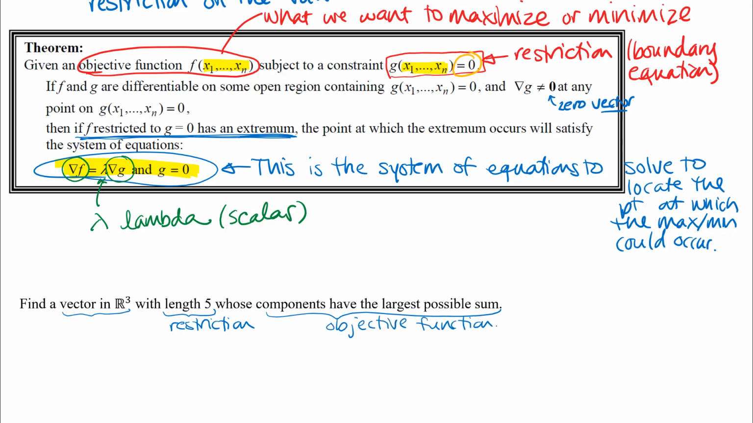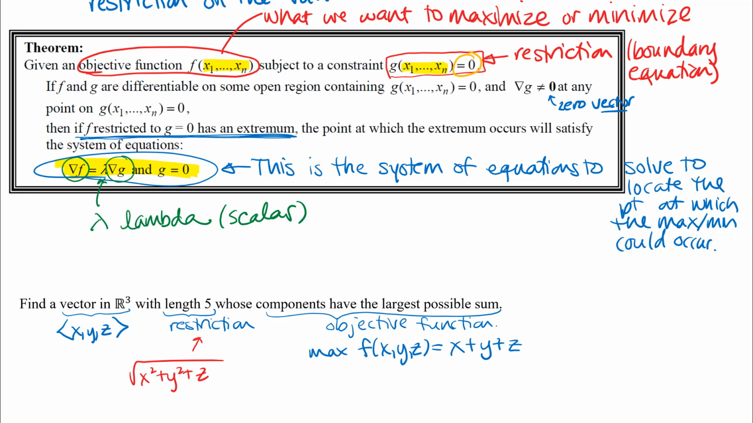And so if I write this out, we might say we're going to have a vector x, y, z, and the objective function that I want to maximize here, I want the sum of those components to be as large as possible. So I want to maximize f of x, y, z equals x plus y plus z. And the restriction is that the length of this vector is 5, so we might say that the square root of x squared plus y squared plus z squared equals 5, or we might choose to write that a little bit differently. But that gives us our g function. We would need to get that equal to 0, so it matches what we have in our theorem up here for our constraint function.